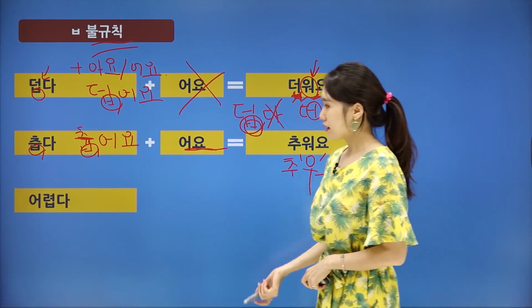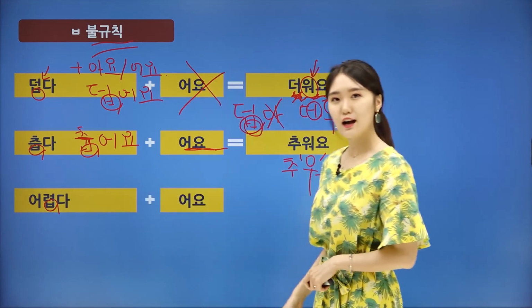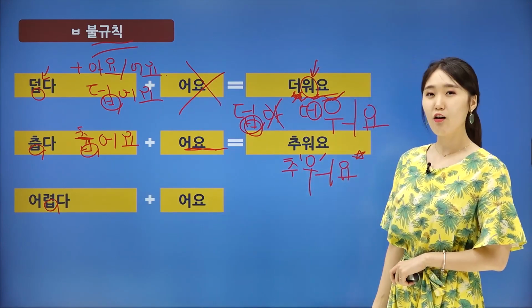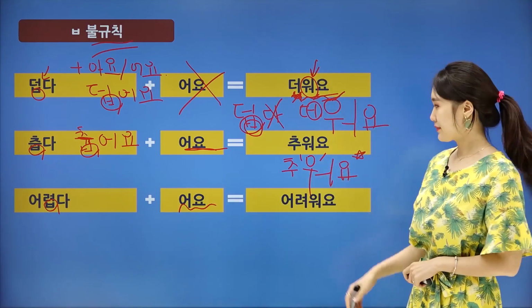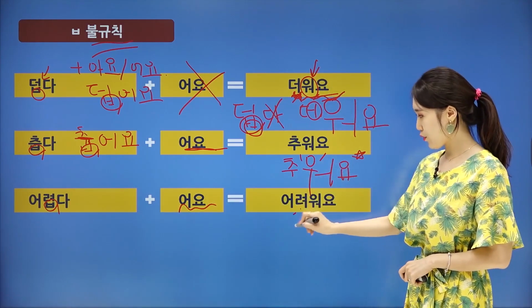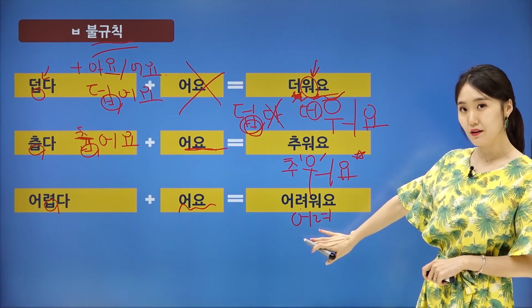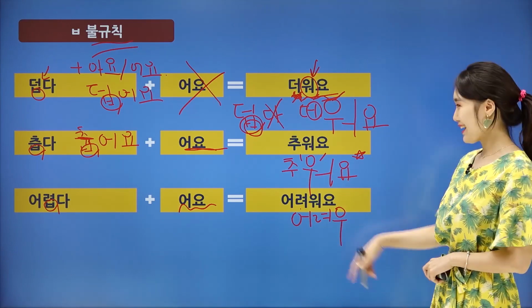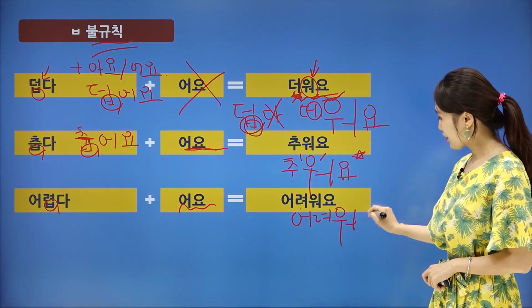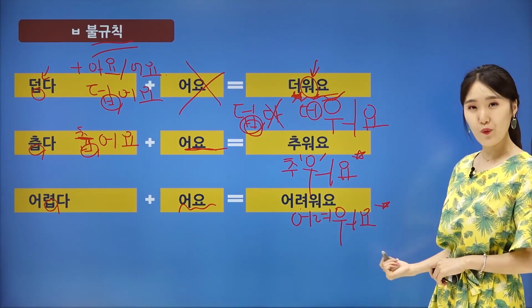추워요. Okay, 어렵다 also 브. Then how do you change this? 어렵다. 어요. 어려워요. Again, 어려브. You take this 브 out and insert 우 in. 우. And you put 어요. So it ends like 어려워요.